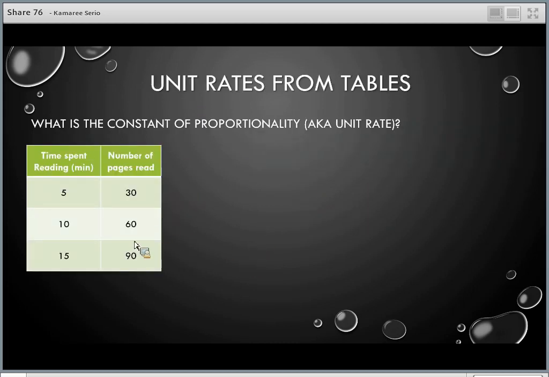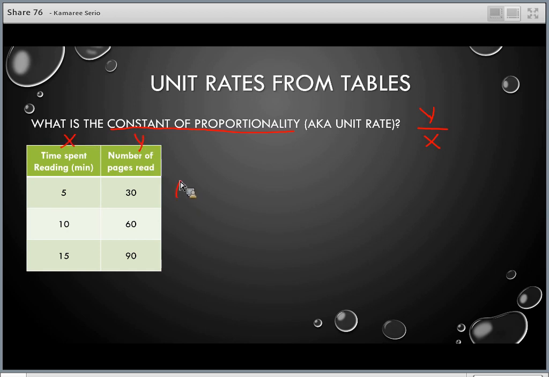Okay, so here is our first example. It's asking, what is the constant of proportionality? I said this last week, but constant of proportionality is just another way of them asking for unit rate. Okay, your constant of proportionality is your Y over X. Anytime you hear constant of proportionality, it's just Y over X. So our first column here, remember this is our X, which means this is our Y.